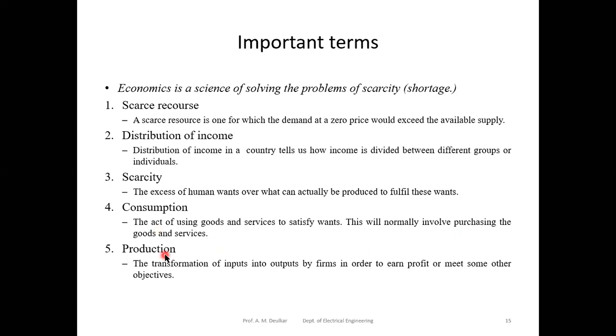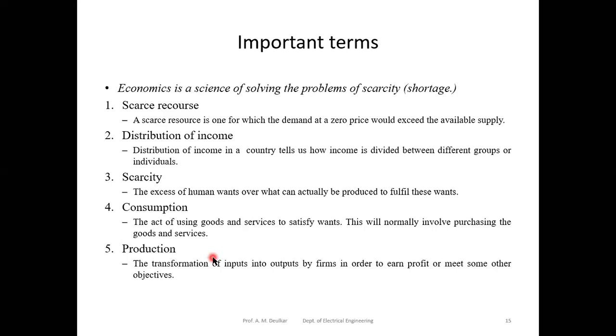Next is production. The transformation of inputs into outputs by firms in order to earn profit or meet some other objectives is production. This is a very technical definition, but in general, the idea behind production is to provide or supply what is being wanted or demanded. That particular goods and services has to be supplied or produced. That is what we call the act of production.